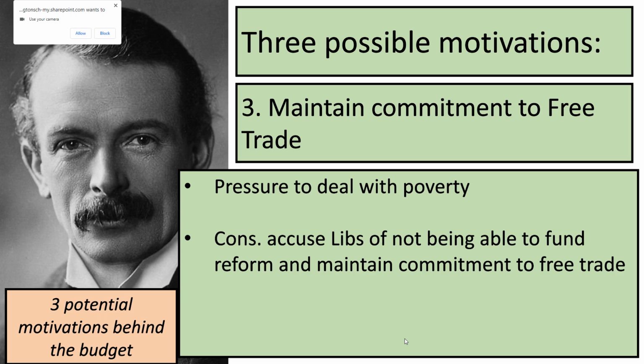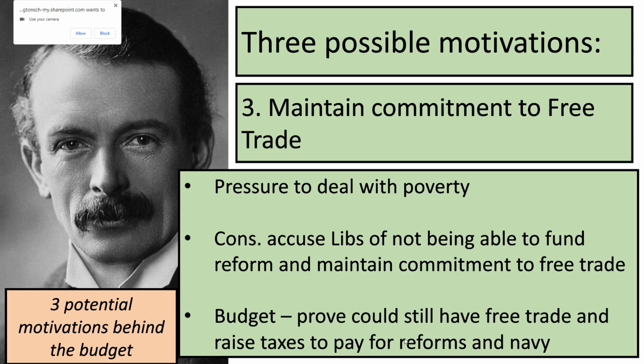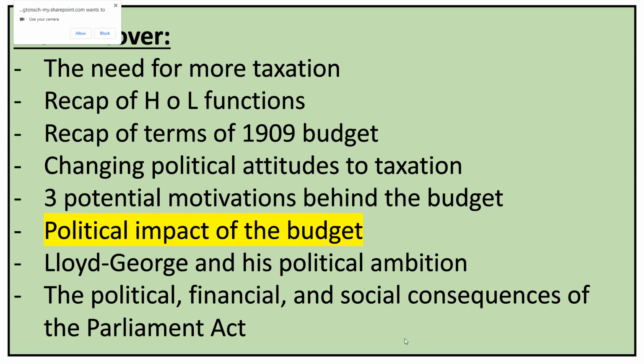So the Conservatives are accusing the Liberals of not being able to fund the reform because they're not committing to tariff reform. However, Lloyd George says, well, actually, through this shift to direct taxation and through these super taxes and through these taxes on things like tobacco and alcohol and petrol and cars, we can still maintain our commitment to free trade. We can still be competitive in the international trade market, but we can also pay for our reforms and our navy, because that money is coming from direct taxation from those in society who can afford to pay it. So, political impact of the budget then.